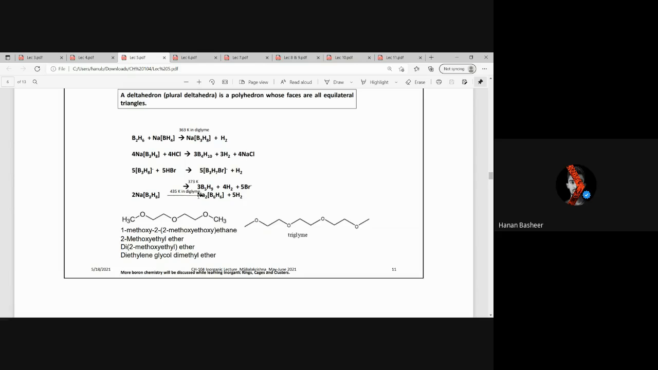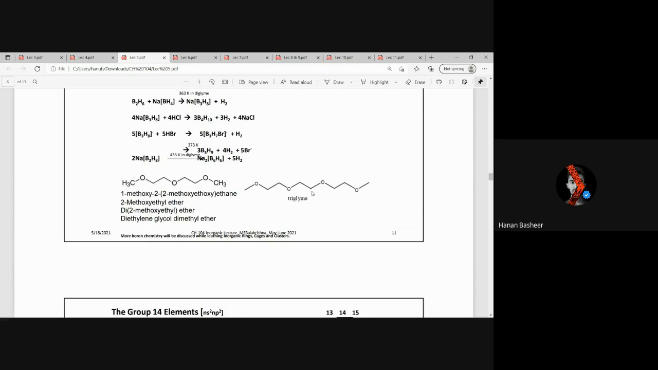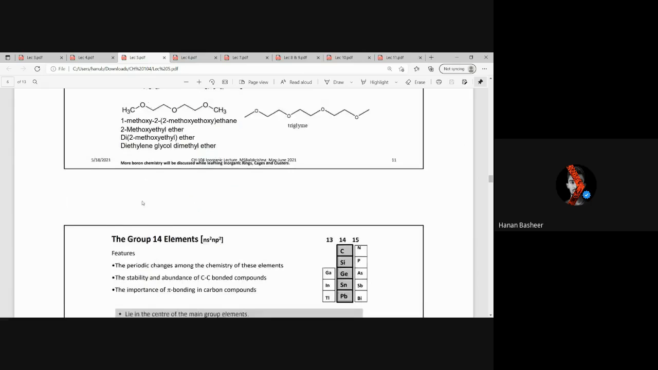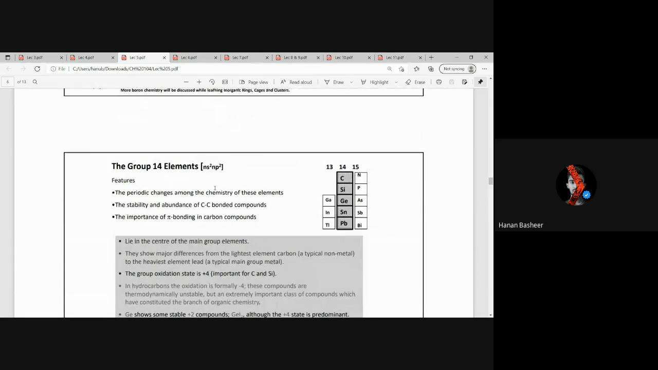diglyme, then we get this Na2B6H6. This is triglyme, and similarly, if you remove one part of this, you get diglyme. The group 14 elements, now we are going to discuss.